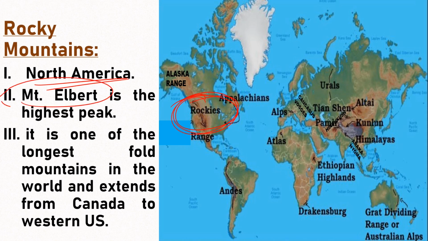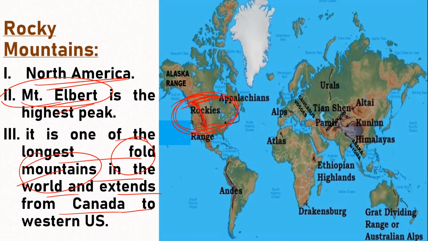Mount Albert is the highest peak located on these Rocky Mountains. It's one of the longest fold mountains in the world, and it extends from Canada up to the USA. This is the north-south extension of the Rockies. On one side they extend up to the USA, and on the other side up to Canada. There's a term known as fold mountains.